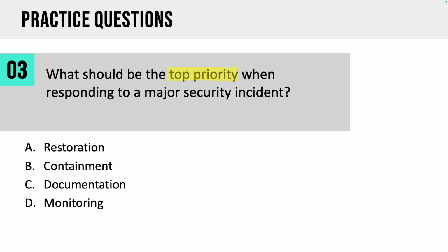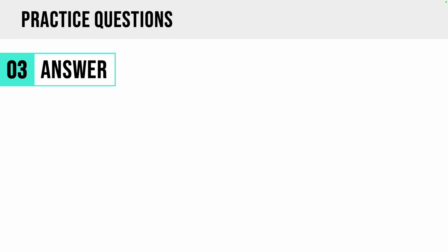So there are a couple we can knock out here right away. Documentation, definitely not the top priority. Documentation is helpful when we're thinking about reconstructing the sequence of events, potentially for later legal proceedings, but in the heat of an incident, documentation is not the top consideration, nor is monitoring. So that leaves us with restoration and containment, both important. I think you can guess the answer based on where we are. The question will be, why?